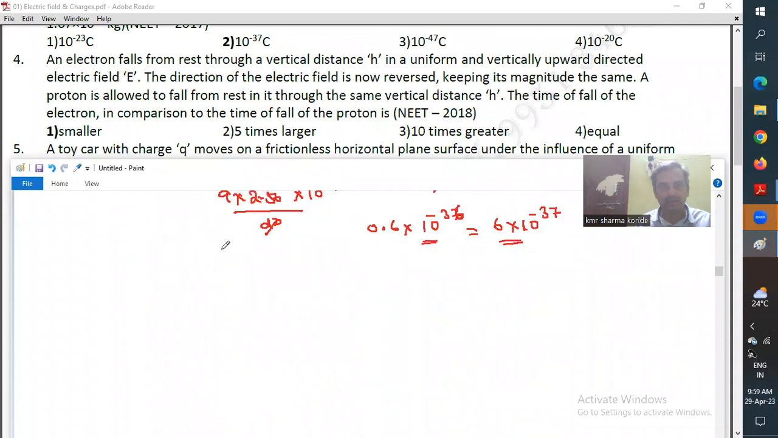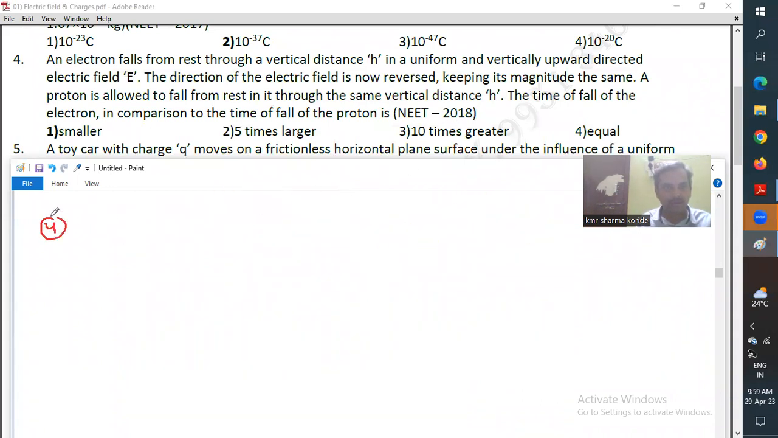Moving to the next question, this is question 18. An electron falls from rest through a vertical distance h in a uniform and vertically upward directed electric field. So an upward directed electric field means somewhere here positive, somewhere here negative. So this is the field direction.